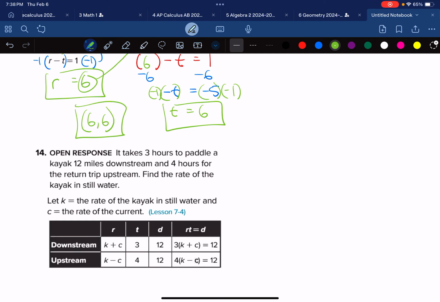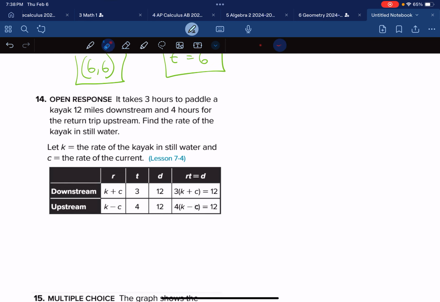All right. Number 14. It takes 3 hours to paddle a kayak 12 miles downstream and 4 hours for the return trip upstream. Find the rate of the kayak in the water. Let k equal the rate of the kayak in the water, and let c equal the rate of the current.